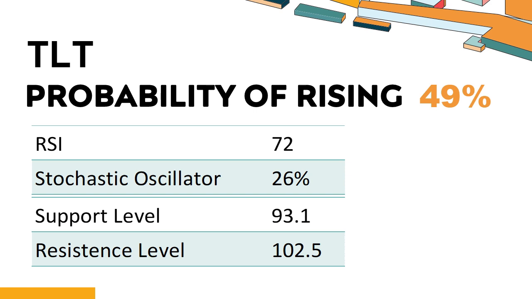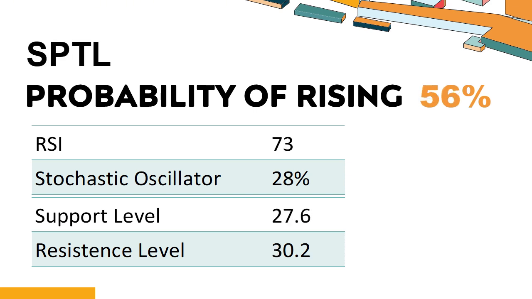Combining multiple technical analysis indicators, TLT has 5 bullish signals and 2 bearish signals. TLT's short-term support level is 95. If it falls below 95 during the session, it will have a chance to test 93.1. TLT's short-term resistance level is 100.9. If it breaks through 100.9 during the session, it will look up to 102.5.